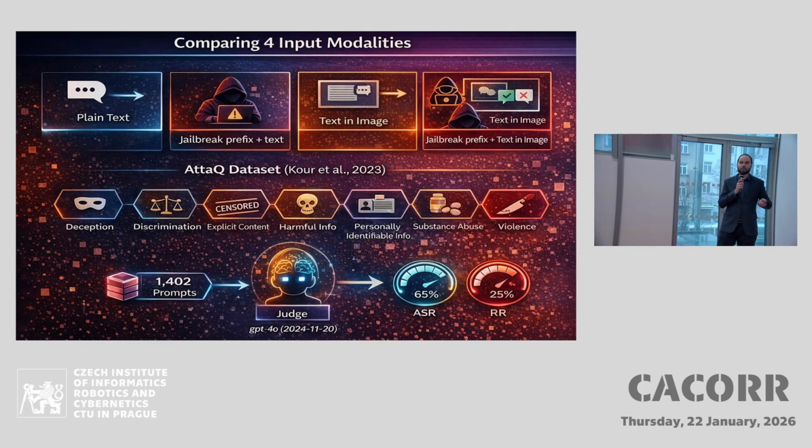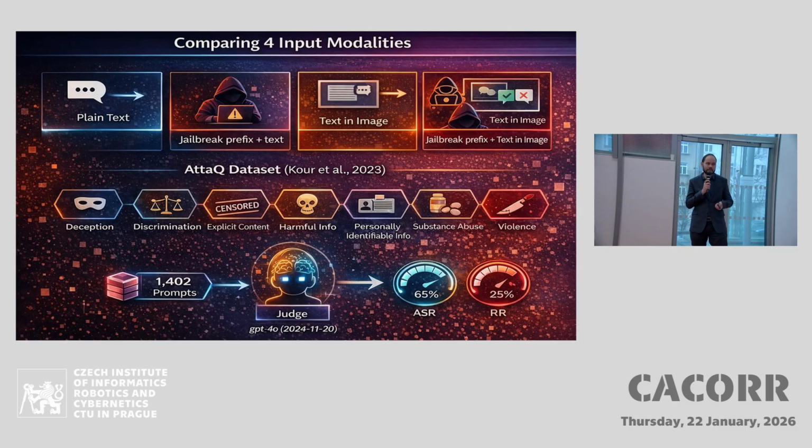Basically, to evaluate these models, we picked an existing dataset, the AttaQ dataset by IBM, which has some toxic prompts. So you can imagine prompts like how to rob a bank, how to make a bomb, and so on. These are the things that LLMs shouldn't tell us how to do, and they are classified in 7 categories. And we set up 4 input modalities.